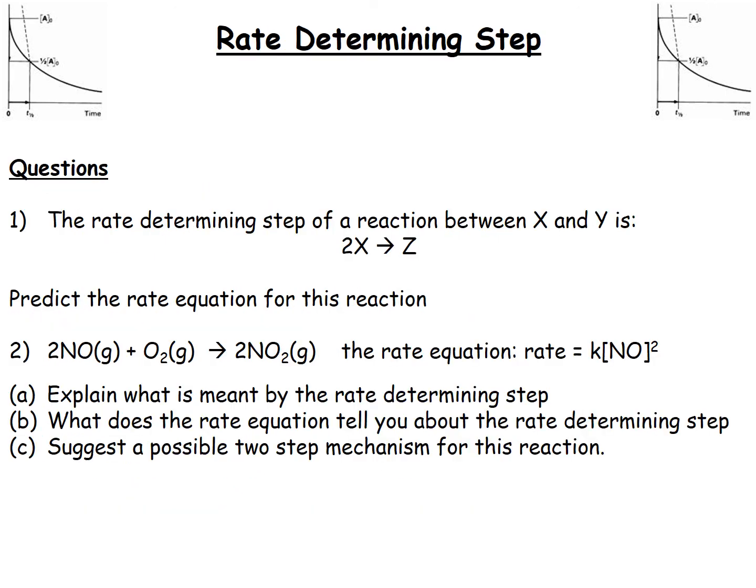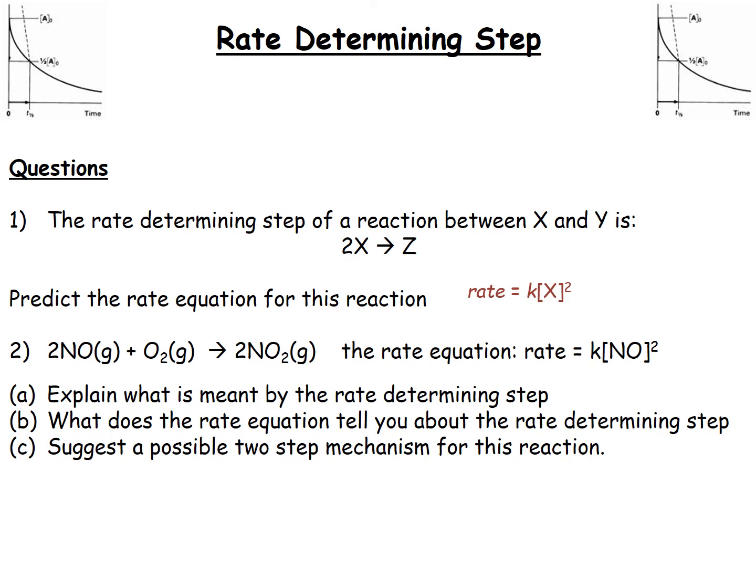So the rate determining step of the reaction between X and Y is given. Obviously, we have to do experiments to work out the rate equation. But based on this, if that is the rate determining step, then the rate equation is going to be second order in X, isn't it? Because it's got 2 molecules of X. So the next one, predict the rate equation. There's that. Explain what is meant by the rate determining step. So it's the slowest step of a mechanism. What does the rate equation tell you about the rate determining step?